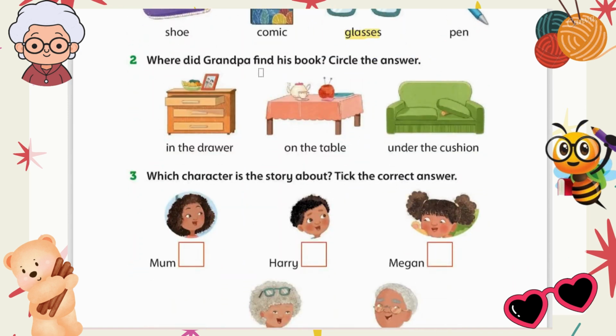Where did Grandpa find his book? Circle the answer. In the drawer, on the table, or under the cushion? For this, you can refer back to your story and you can find this answer. However, the answer is in the drawer, right? So when he opens the drawer, he finds his book.